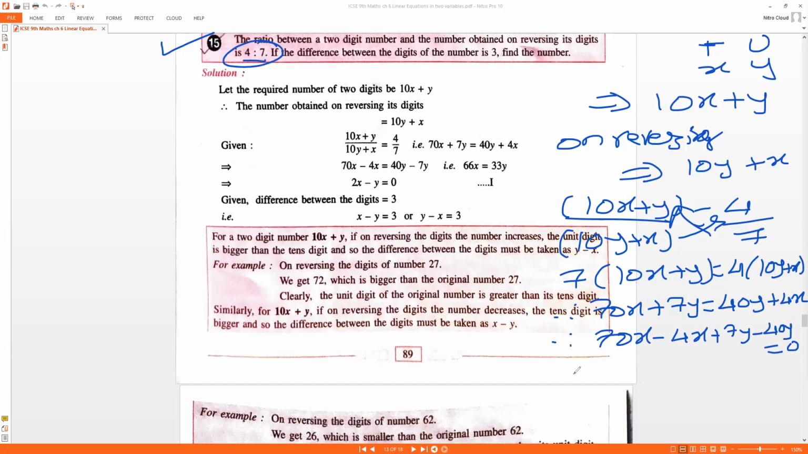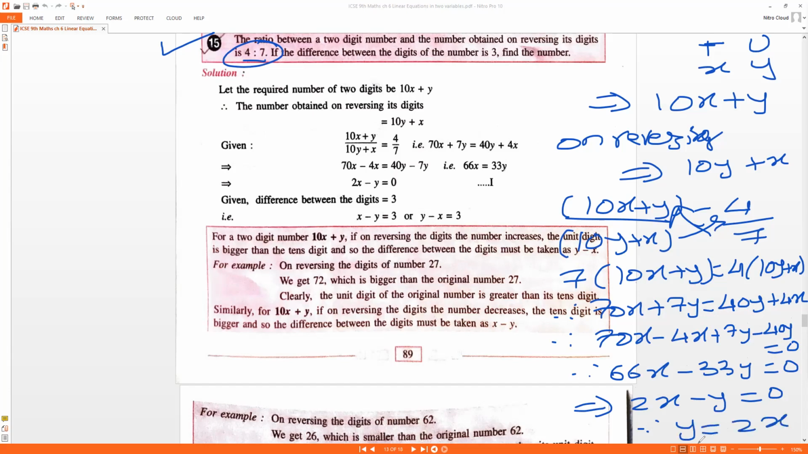So you get how much? 66x minus 33y is equal to 0. You can take 33 common. You get 2x minus y is equal to 0. In fact, this is very easy. y is equal to 2x. Write this down, this is what you have to do.